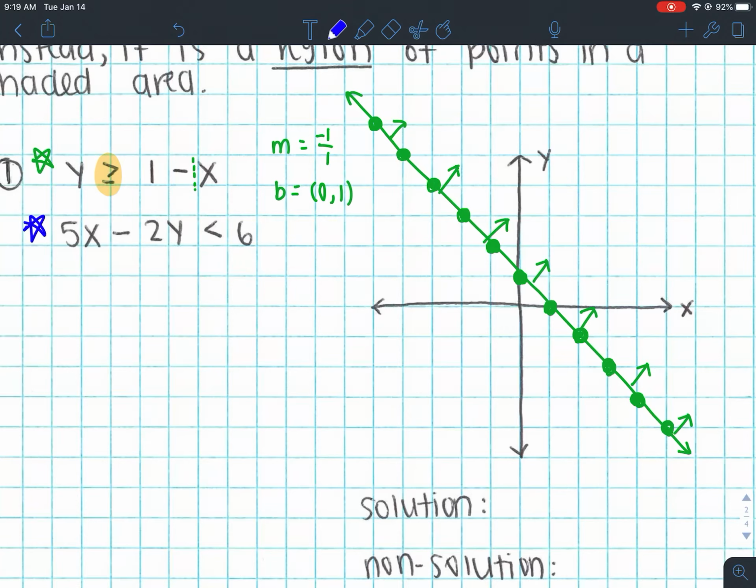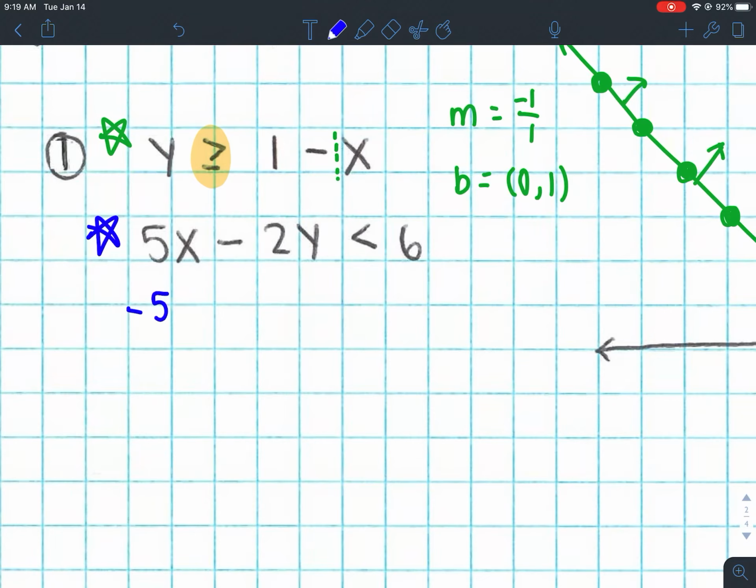Now, the second inequality I'm going to do in blue. I know I can move on because I finished with the first inequality. I've done all I needed to do. In this one, I need to get y by itself. The first thing I would do is subtract 5x on both sides. So I have -2y is less than 6 minus 5x.